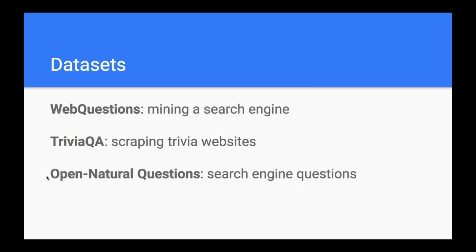And the last one is Open Natural Questions. It's actually a subset of Natural Questions. To create Natural Questions, they basically gather search engine questions, then ask annotators to annotate the answers for them. The answer is a span in the retrieved document. So those are three different data sets, and these two have a much larger data size than WebQuestions.